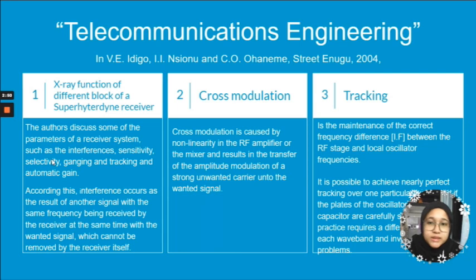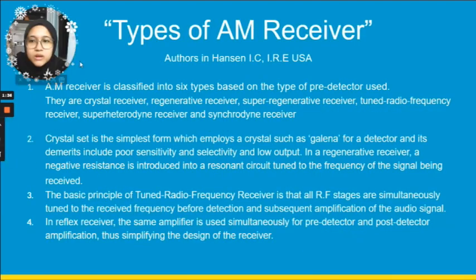The author discussed some of the parameters of a receiver system such as interference and sensitivity, as shown here. According to this, interference occurs as a result of another signal with the same frequency being received by the receiver at the same time as the wanted signal, which cannot be removed by the receiver itself.